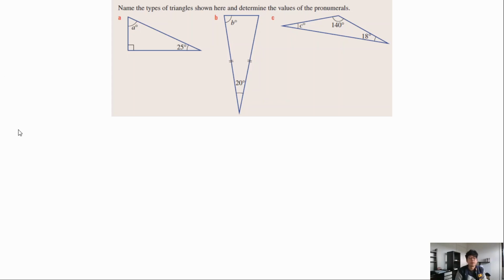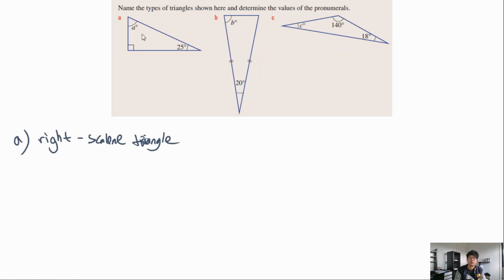Alright, starting with question A, we know this is a right angle triangle to start off with. So this will be a right, and all three side lengths are different. So this will be a right scalene triangle. Give yourself a tick if you got that part correct. Let me just write that out properly.